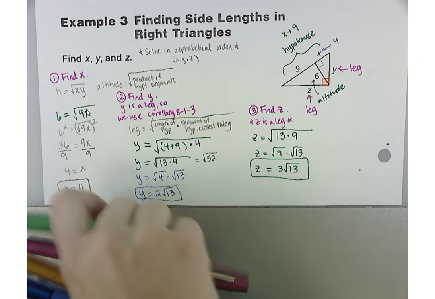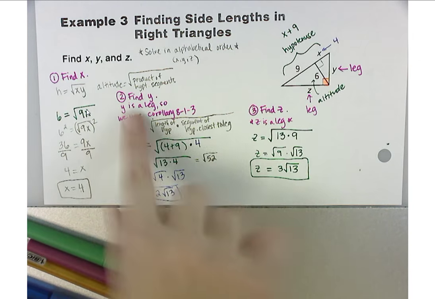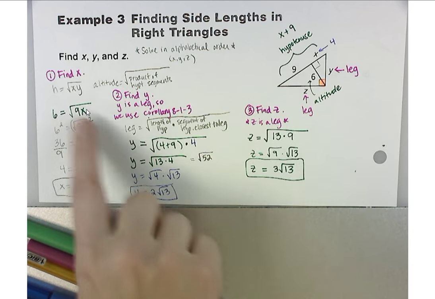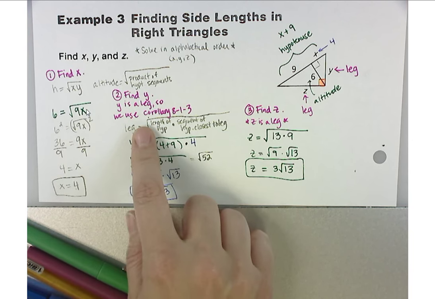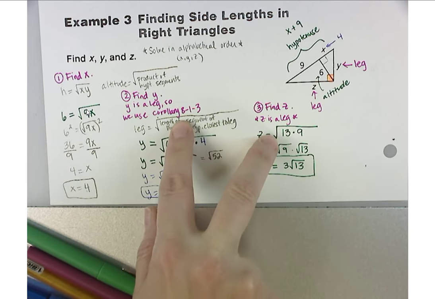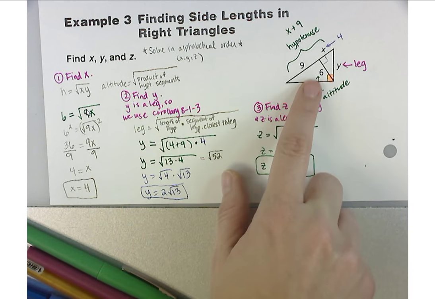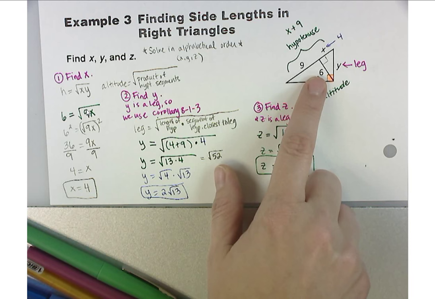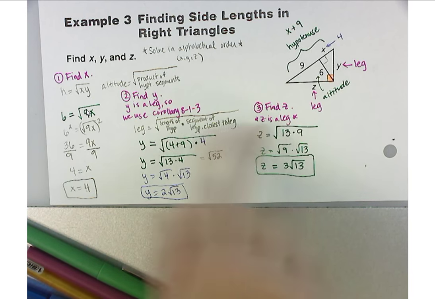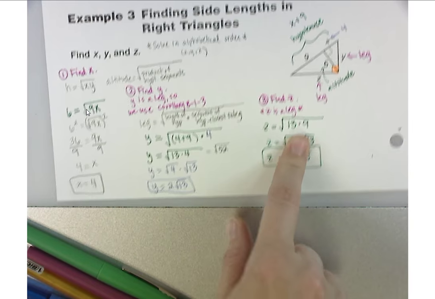Okay, if you are having trouble, like with the first one, if you can't seem to find it, see if you can set up one of the equations for the other one. Okay, so sometimes you might not be able to find the altitude first. You might have to find a leg first. Okay?